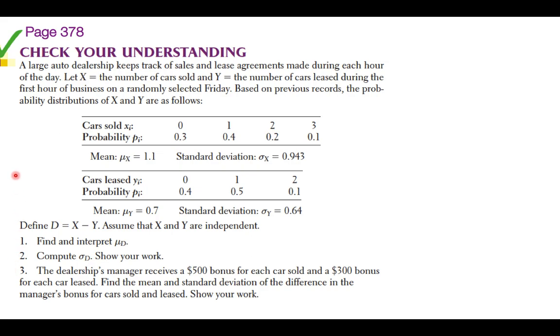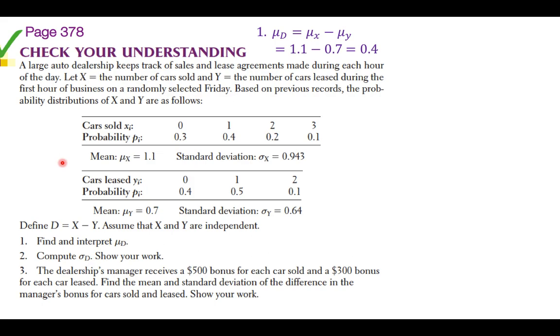Okay, let's go ahead and go through this. So the first one, we want to find the mean of D, which is the difference in X and Y. To do that, we can just subtract the mean of X and the mean of Y. It gives us those values right here, 1.1 and 0.7. If we subtract those, we get 0.4.